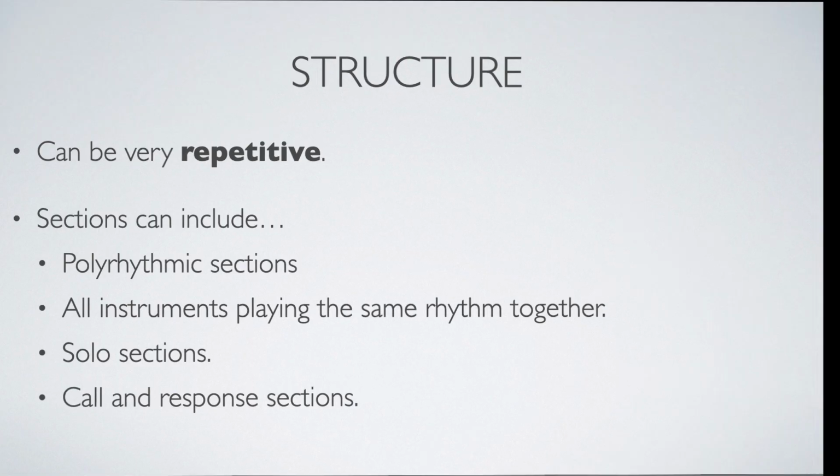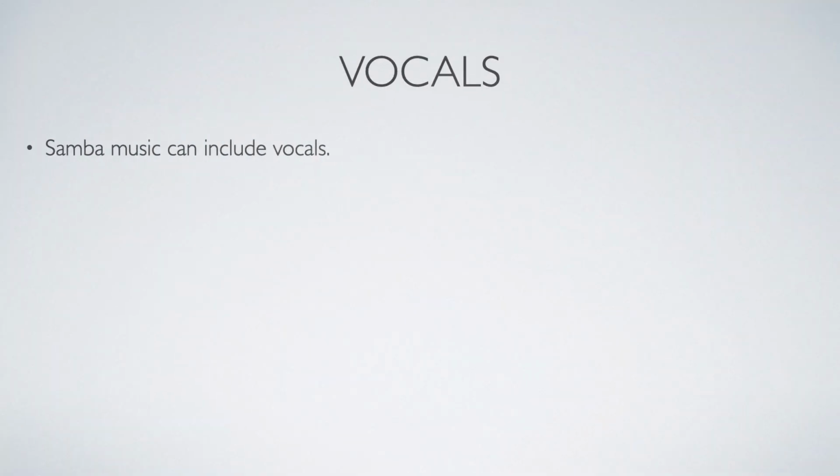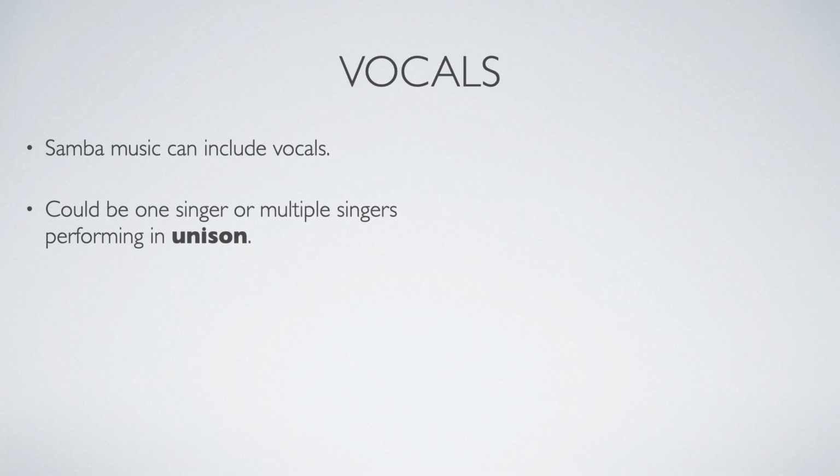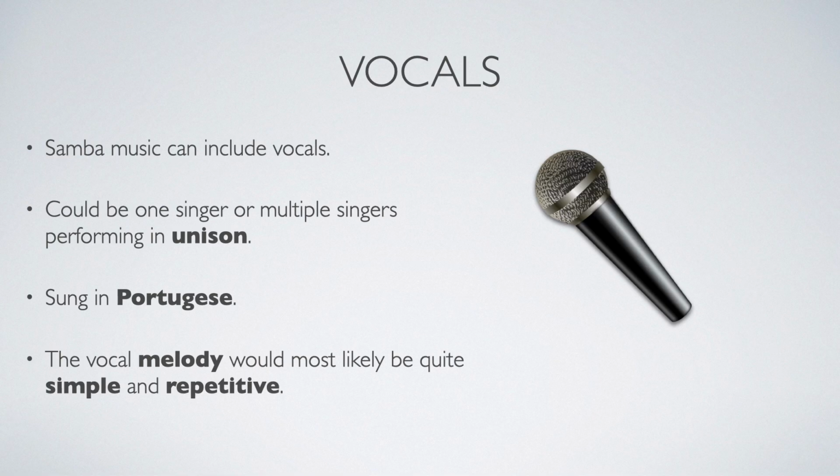And again, samba music can include vocals. Now this could just be one singer or multiple singers performing together in unison. The vocals will usually be sung in Portuguese, and the vocal melody will most likely be quite simple and very repetitive. And some vocal techniques we may hear are microtonal intervals and melisma, just like the other styles that we've looked at within this topic, Rhythms of the World.